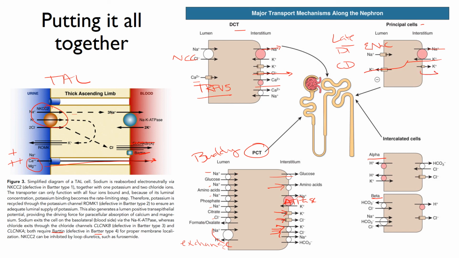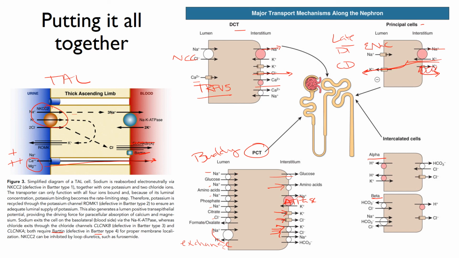Or it can kind of exit back out. It's a similar function to what we learned earlier there in the thick ascending limb regarding the fate of potassium. It can go either way, but for the most part, potassium is secreted that way. So if this confuses you, just kind of scratch it off for now.